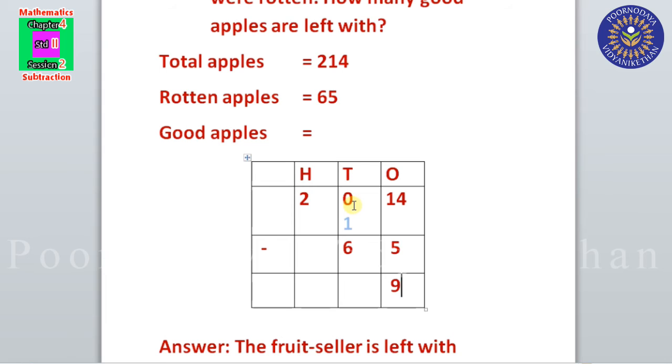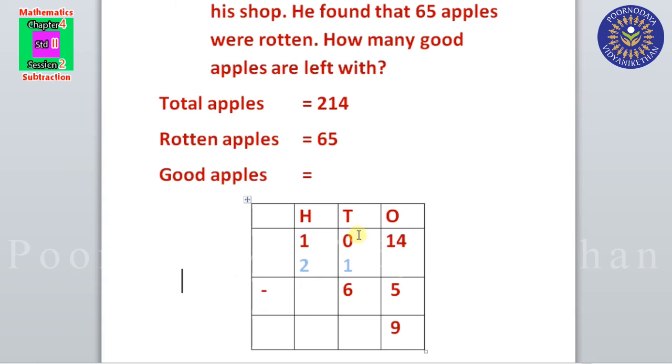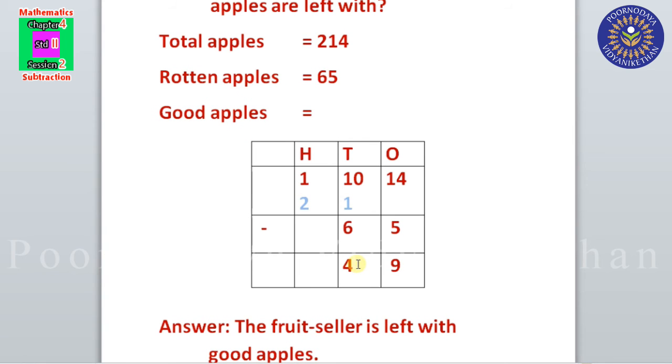Okay. Now look at tens place. There is 0. 0 minus 6. We know it is also not possible. So from this hundreds place we have to borrow 100. So here it will remain 1. Then from this 2 we borrowed 100. That 100 we have to add in tens place. There we will get 10 tens. 10 minus 6 is equal to 4.